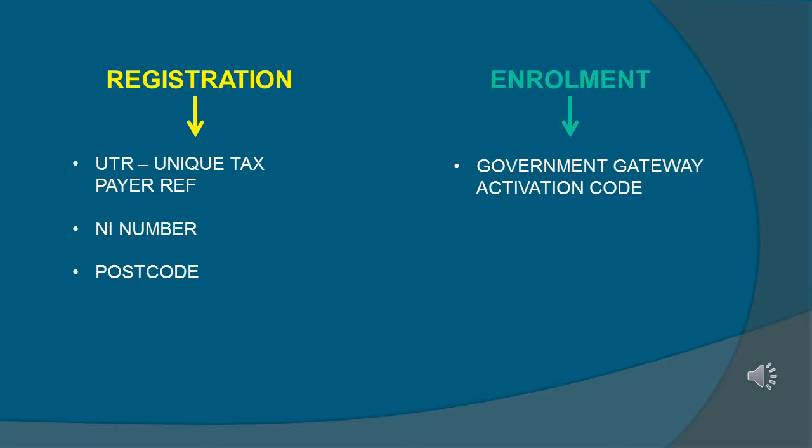The registration part requires you to have your UTR, your unique taxpayer reference, which can be found on any correspondence from HMRC, together with your NI number or postcode ready. The UTR number will be given to you when you register for taxes with HMRC for the first time. Once you have completed the registration process, an activation code will be posted to you by the government gateway.